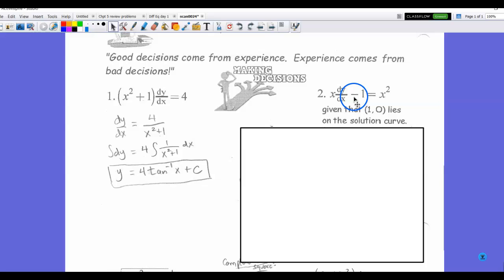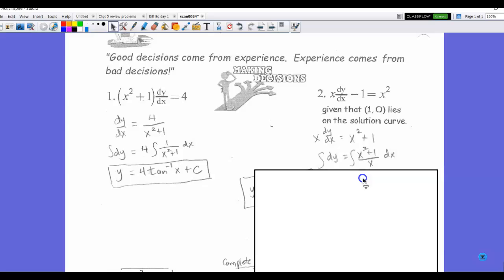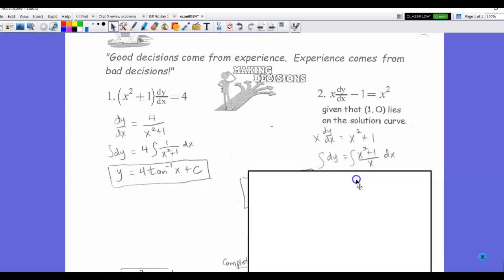The first thing I'm going to do to isolate dy dx is to add 1 to both sides and then divide by x. So I added 1 to both sides and got x squared plus 1. Now I'm going to divide by x and move the dx to the right-hand side. So my variables are now separated. I have all my dy terms on the left side and all my x terms on the right side.